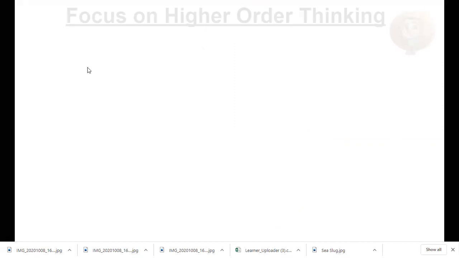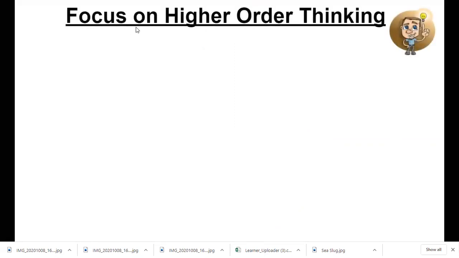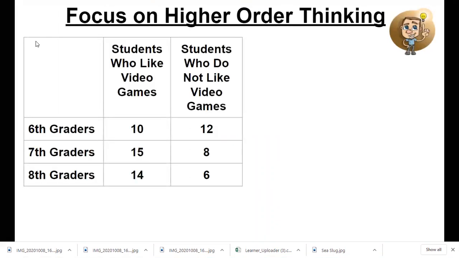Welcome back. Let's focus a little bit on some higher order thinking. I know you love these problems, right? Because they give you a chance to work in a little bit of a more advanced topic idea. So we have this little chart. We have 6th graders, 7th graders, and 8th graders. We have students who like video games and the number of students who do not like video games in each grade.